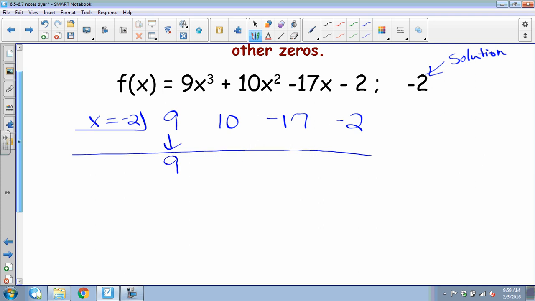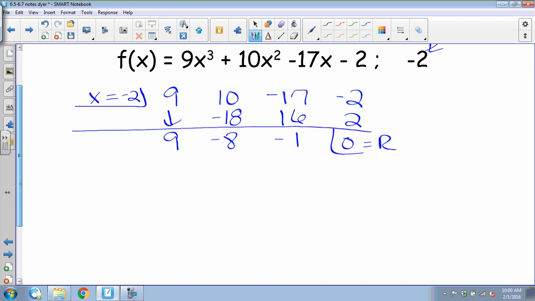So bring down the 9. Multiply. You shouldn't get a remainder. Multiply, you get negative 18. Combine, you get negative 8. Multiply, you get positive 16. Combine, you get negative 1. Multiply, you get positive 2. Combine, you get 0. I like this one.